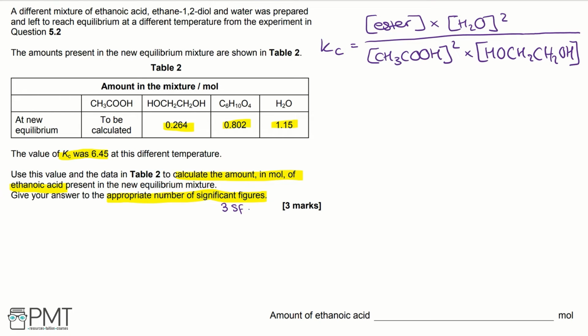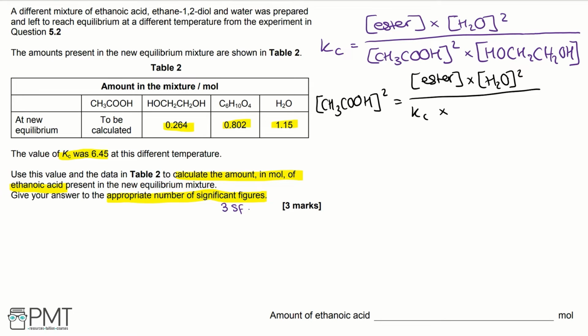So I've copied over the expression for Kc, and we're going to use this to rearrange and work out the concentration for ethanoic acid. So rearranging this expression, we're going to get that the concentration of ethanoic acid squared is equal to the concentration of our ester multiplied by the concentration of water squared divided by Kc multiplied by ethane 1,2-diol, so HOCH2CH2OH, all in square brackets.